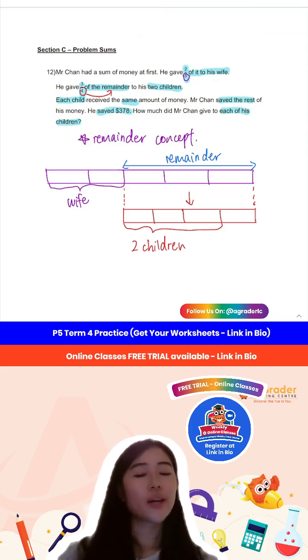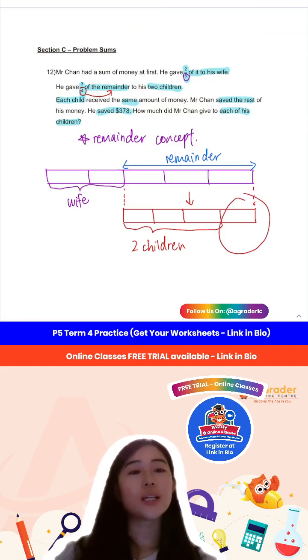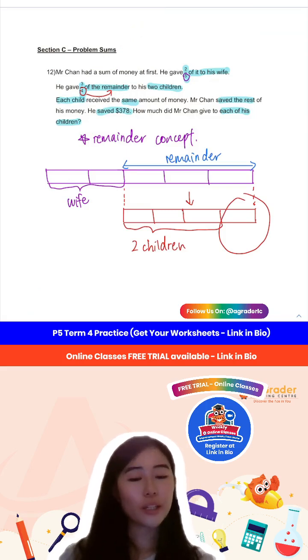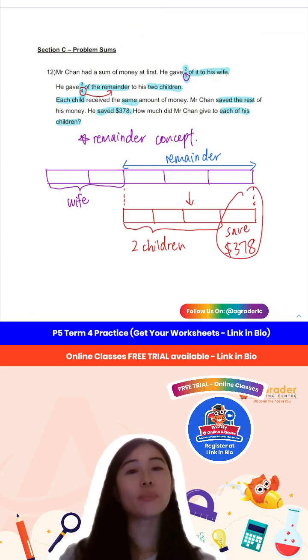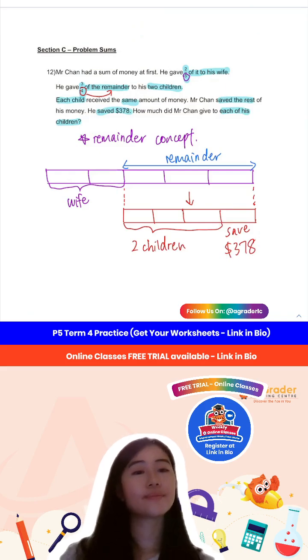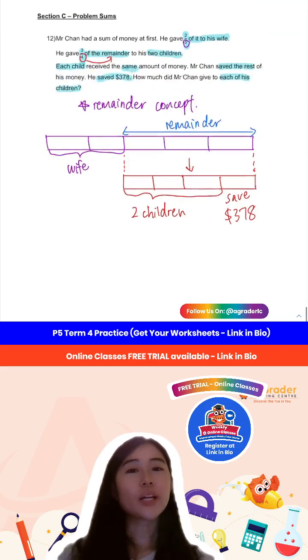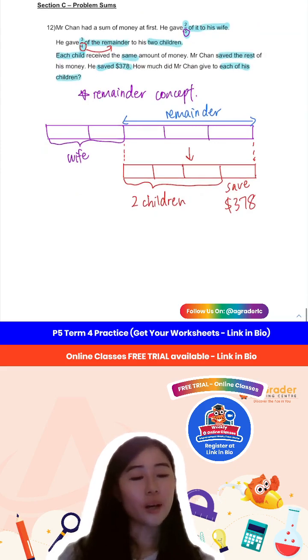And then he still has 1 part left, right? So this 1 part over here is what he managed to save for himself. Okay, so he managed to save $378, which is this 1 part over here. So based on this, they want to know how much he gave to his 2 children.